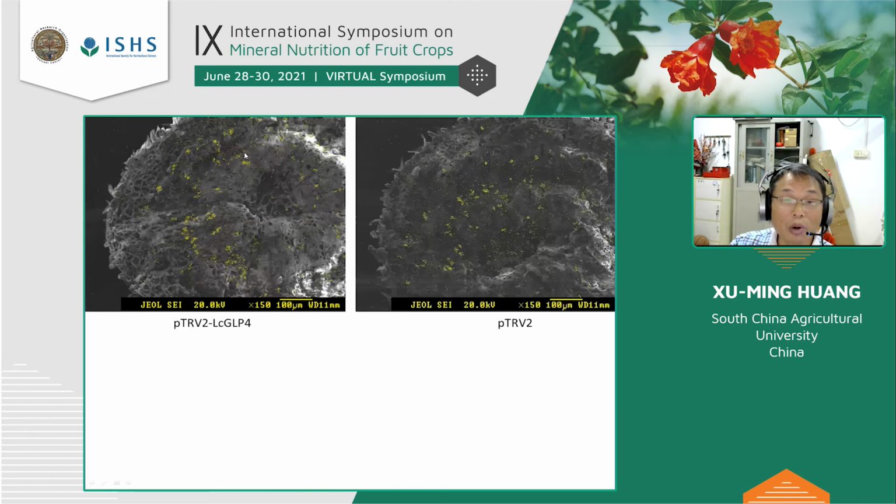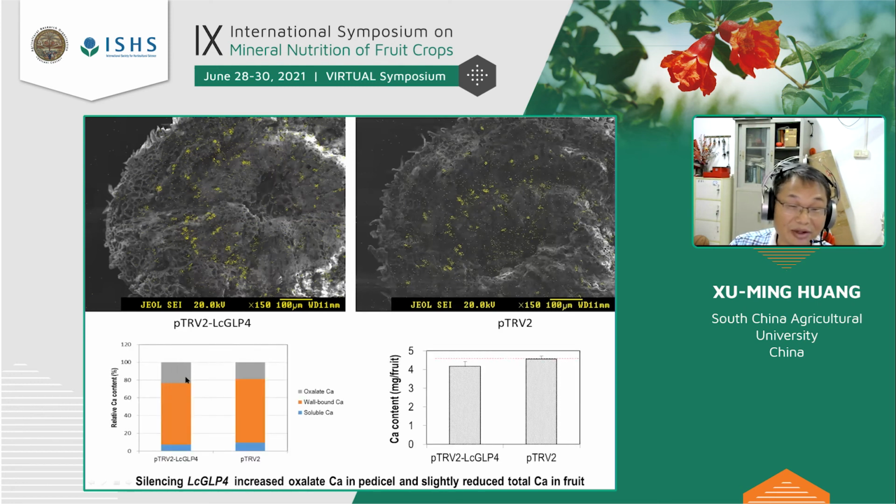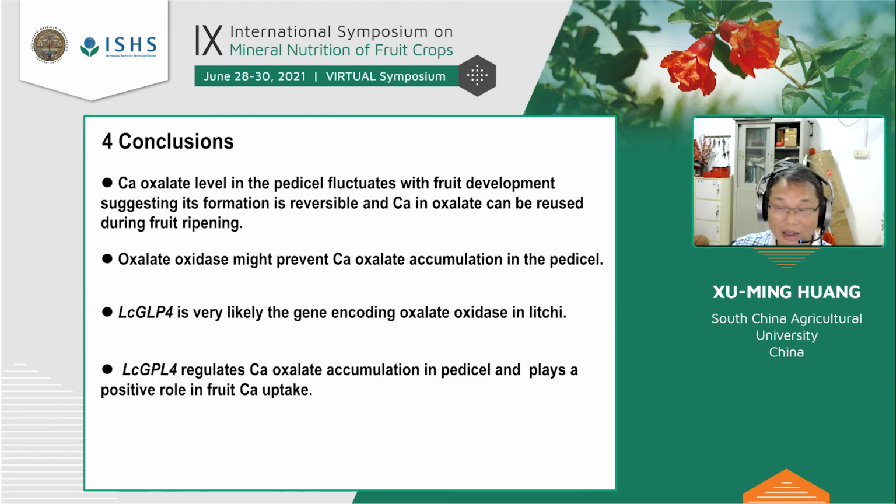And we can find more calcium stays in the pedicles, and a higher percentage of calcium in the pedicles is in the form of calcium oxalate, with a less percentage of soluble calcium. As a result of silencing the gene, calcium content in the fruit is also reduced. Therefore, this gene plays a positive role in fruit calcium uptake.